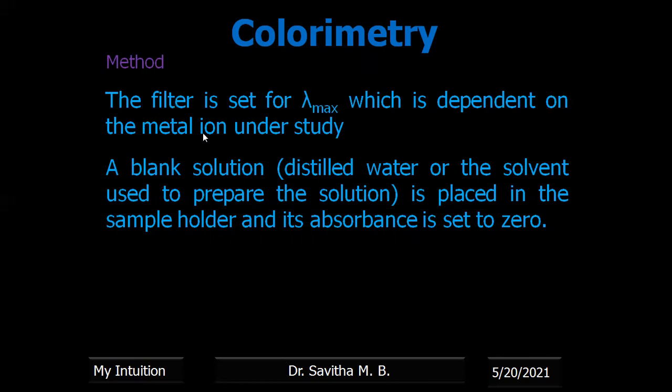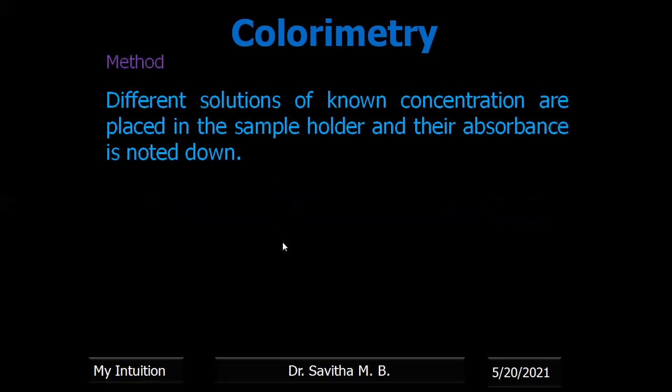Except the sample, that means except the metal ion solution, whatever else you add, you need to prepare a solution of that. That is called a blank solution. The blank solution is a solution which does not contain the sample. Okay, first a blank solution is kept in the sample holder and the absorbance is set to 0. Okay, it is set to 0, meaning that when there is no sample, there is no absorbance. Okay, now next is the method of how you will be finding it. First, you are calibrating the instrument to 0 absorbance using a blank solution.